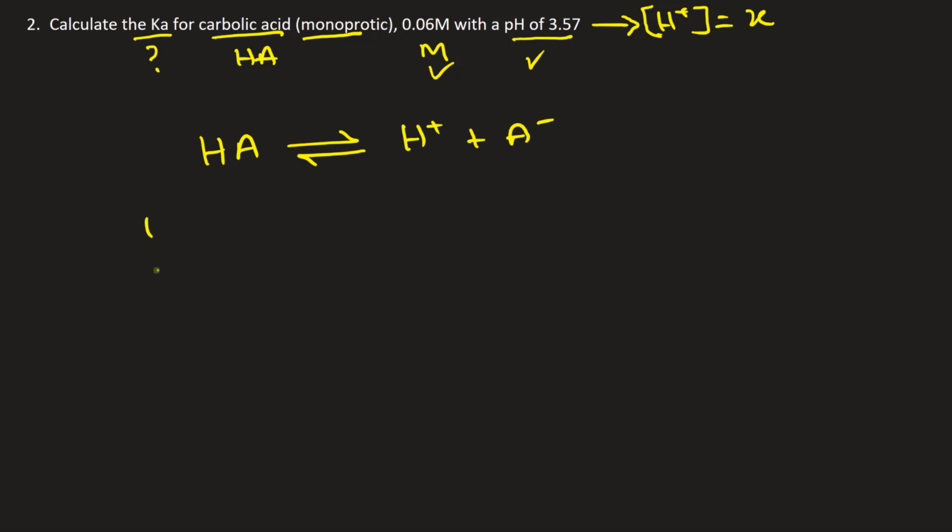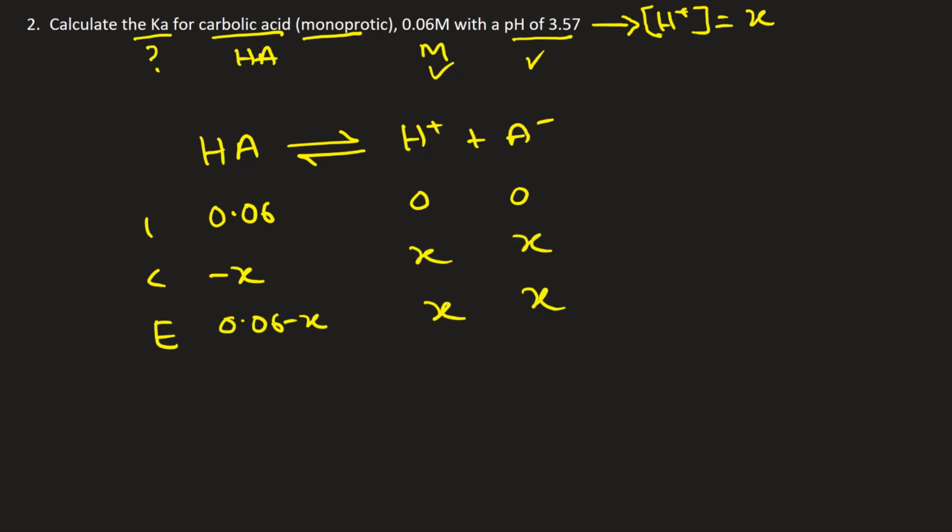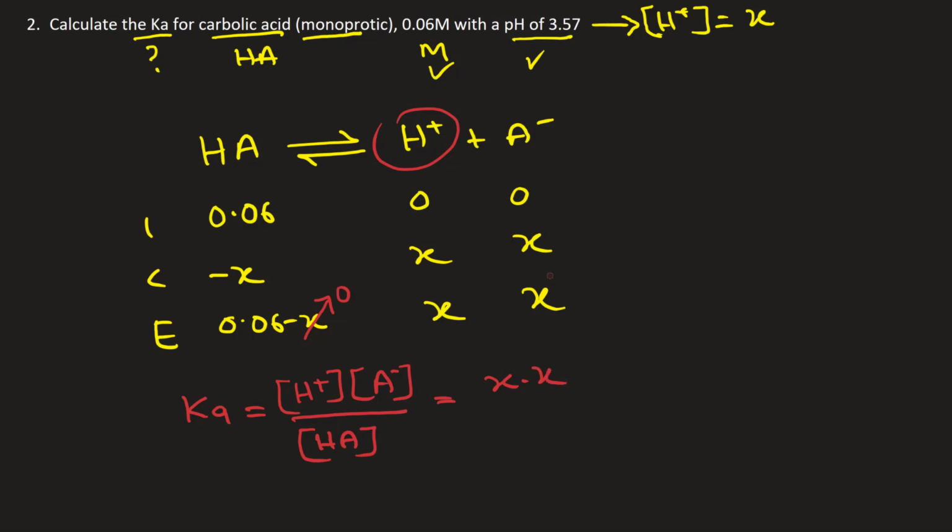Now, this one also I would think HA goes to H plus and A minus, right? Initially 0.06 molar, nothing, minus X, and 0.06 minus X at equilibrium. This X is negligible because it's very small. And the Ka, written because of the H plus on the product side, is the product over reactant: X times X at the equilibrium, divided by 0.06, right?